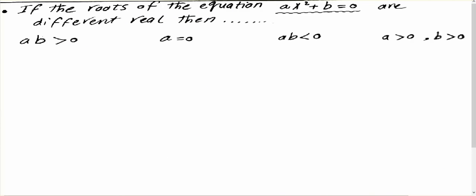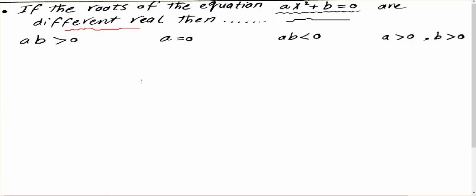In this exercise, if the roots of the equation a x power 2 plus b equals 0 are different reals, that means that ab is greater than 0, or ab equals 0, or ab is smaller than 0. Choose.